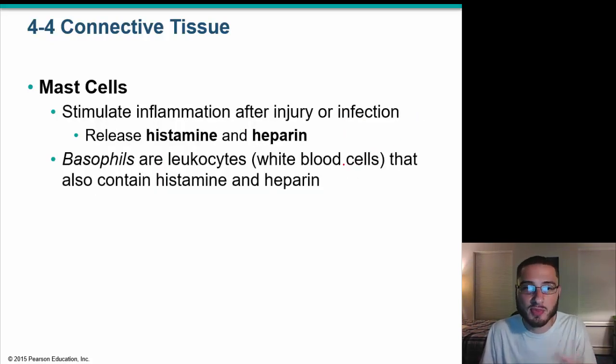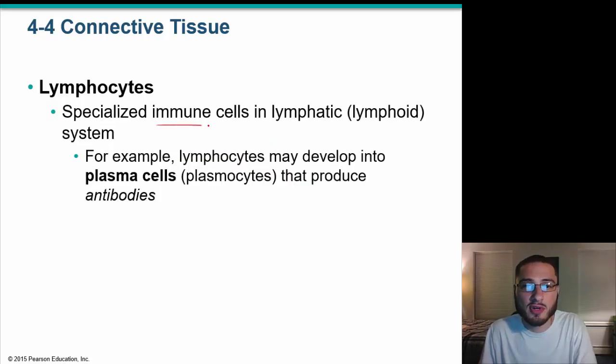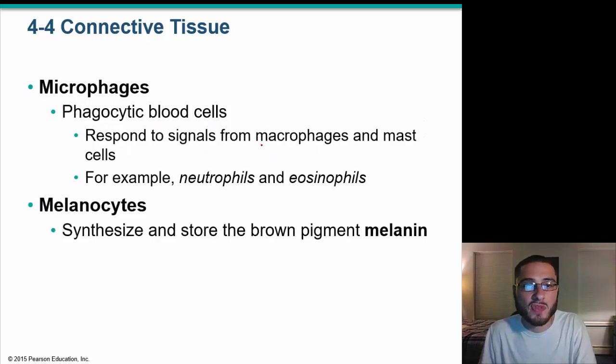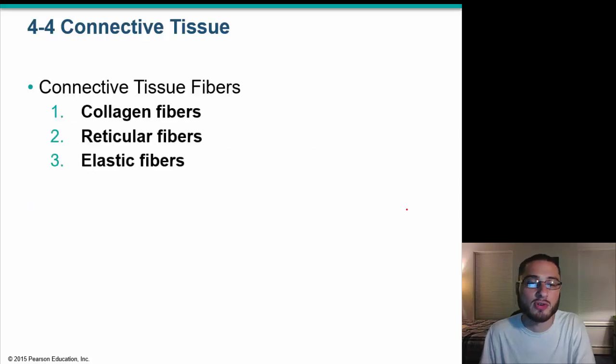Mast cells, they're going to stimulate inflammation after injury and infection. We're going to talk more about this as we go on through the year, but they release histamine, which is responsible for allergic responses, and also release heparin, which we'll talk about more later in the year. Lymphocytes, also part of the immune cells. Macrophages, they're phagocytic. Talk more about those later. And then melanocytes, they're going to synthesize and store brown pigment, which we call melanin, which you all know about.